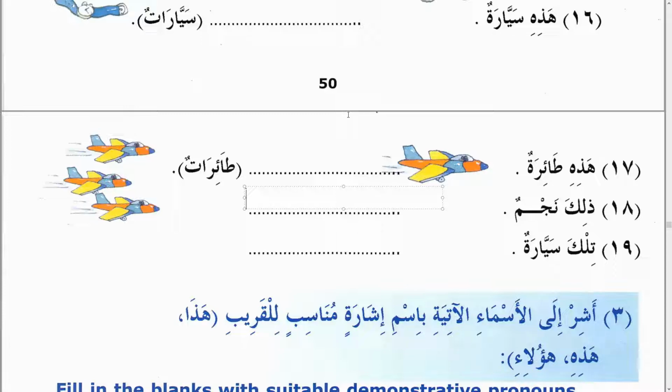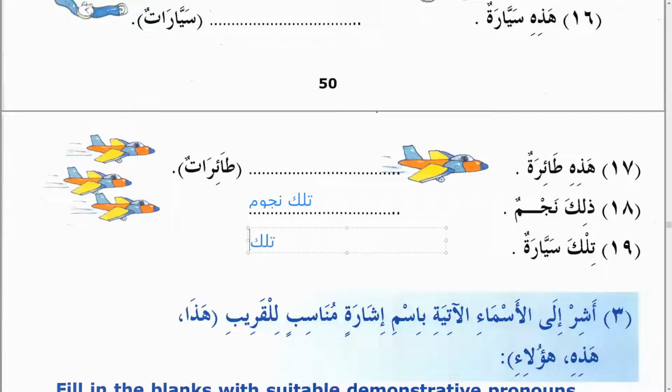Tilka. Yes, we will use tilka. Jazakallahu khair. We won't say ulaika. Tilka nujumun. Similarly, tilka sayaratun. Again, tilka. This is tilka because this is feminine, singular anyway. So it has to be tilka. Now, why is it tilka? Because it is the plural of ghair aqil.